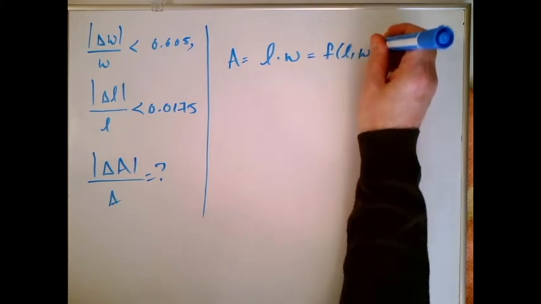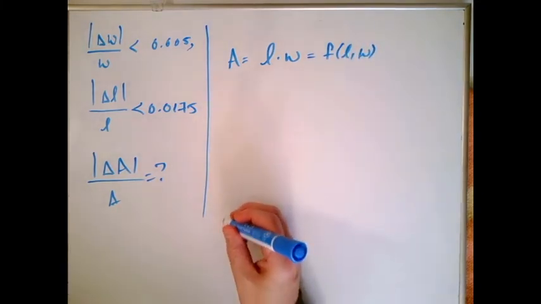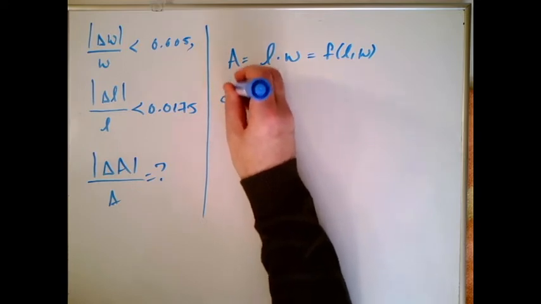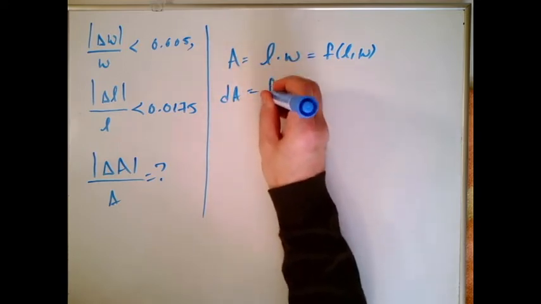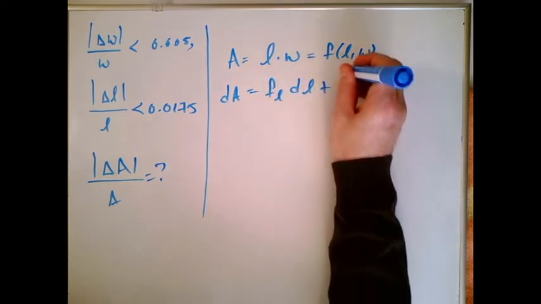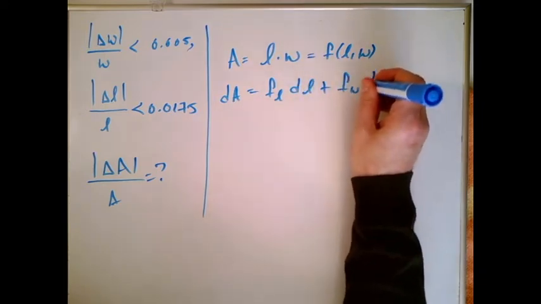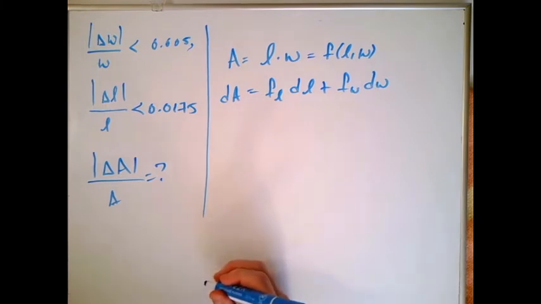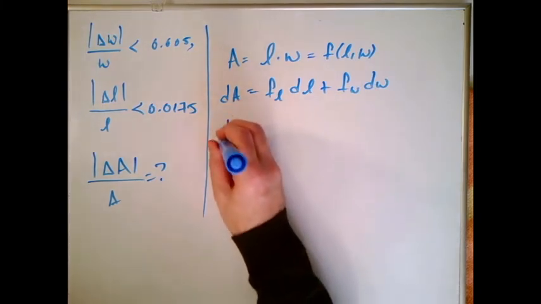Now remember our formula for a function of L and W. We'll write down the formula first. We won't do this every time, but we'll do it this one time, right? We know that dA should be something like F_L dL, plus F_W dW, like that.